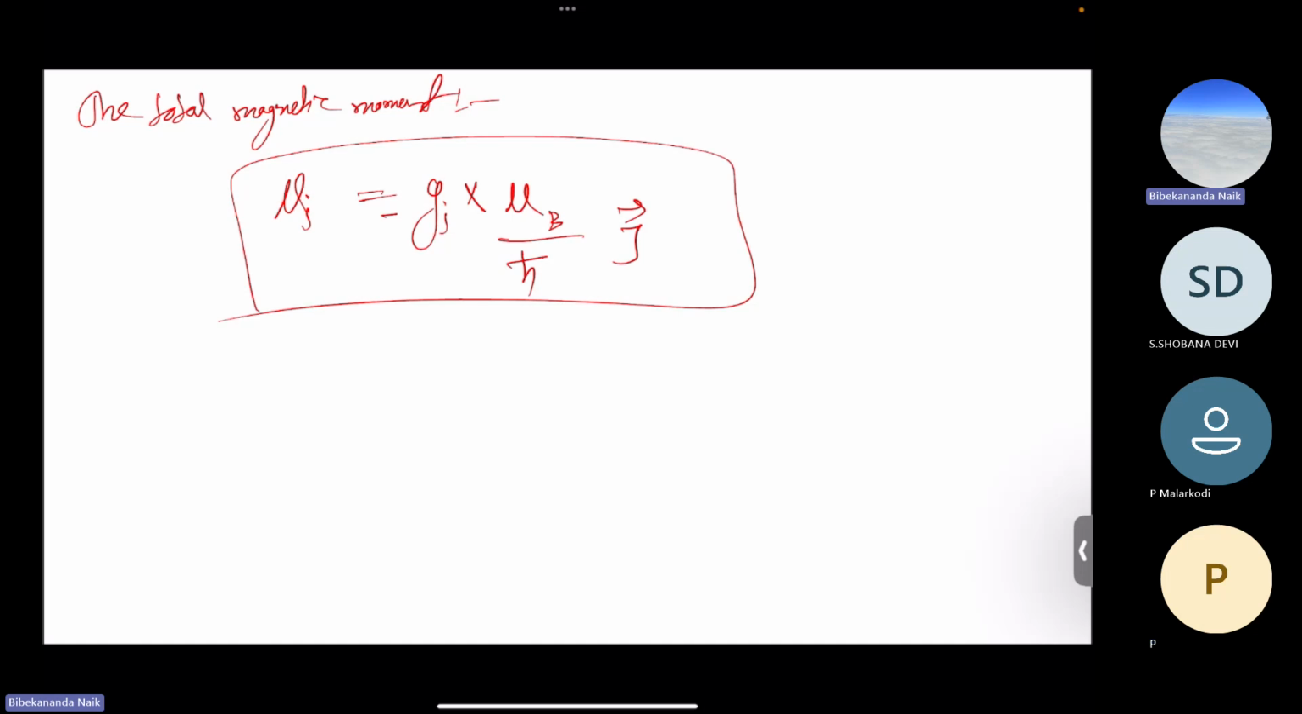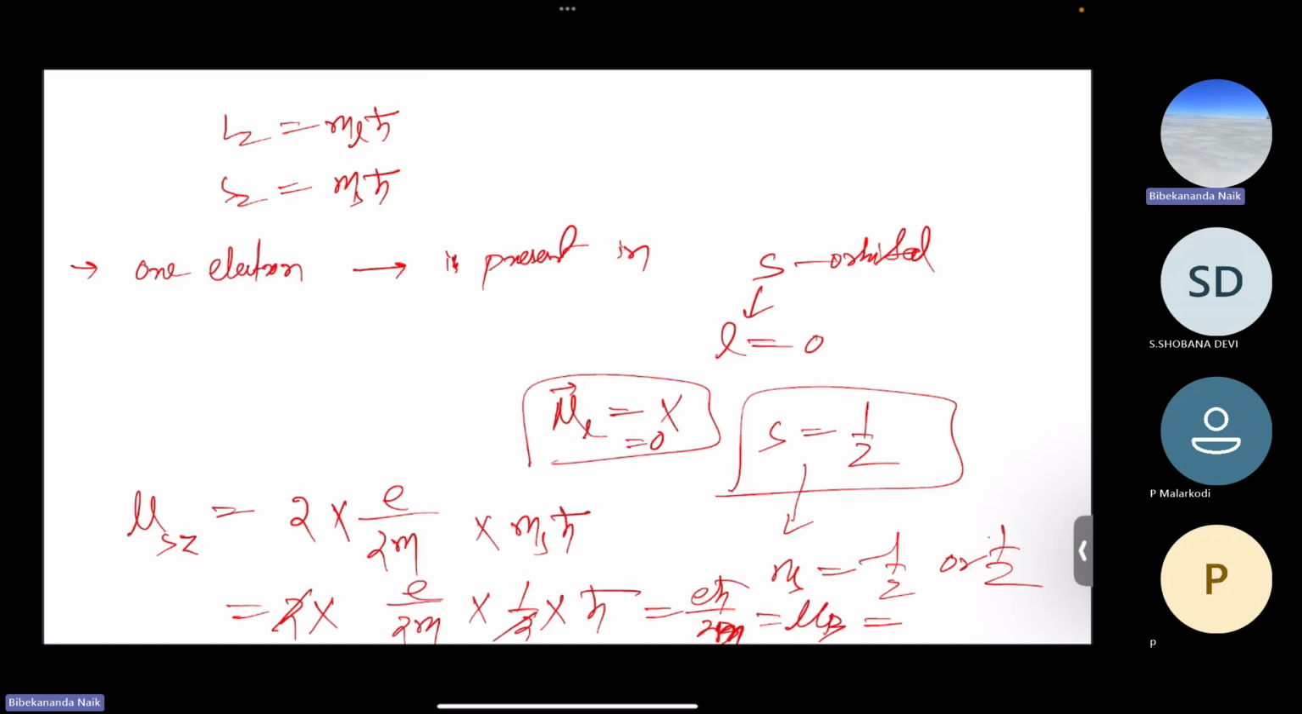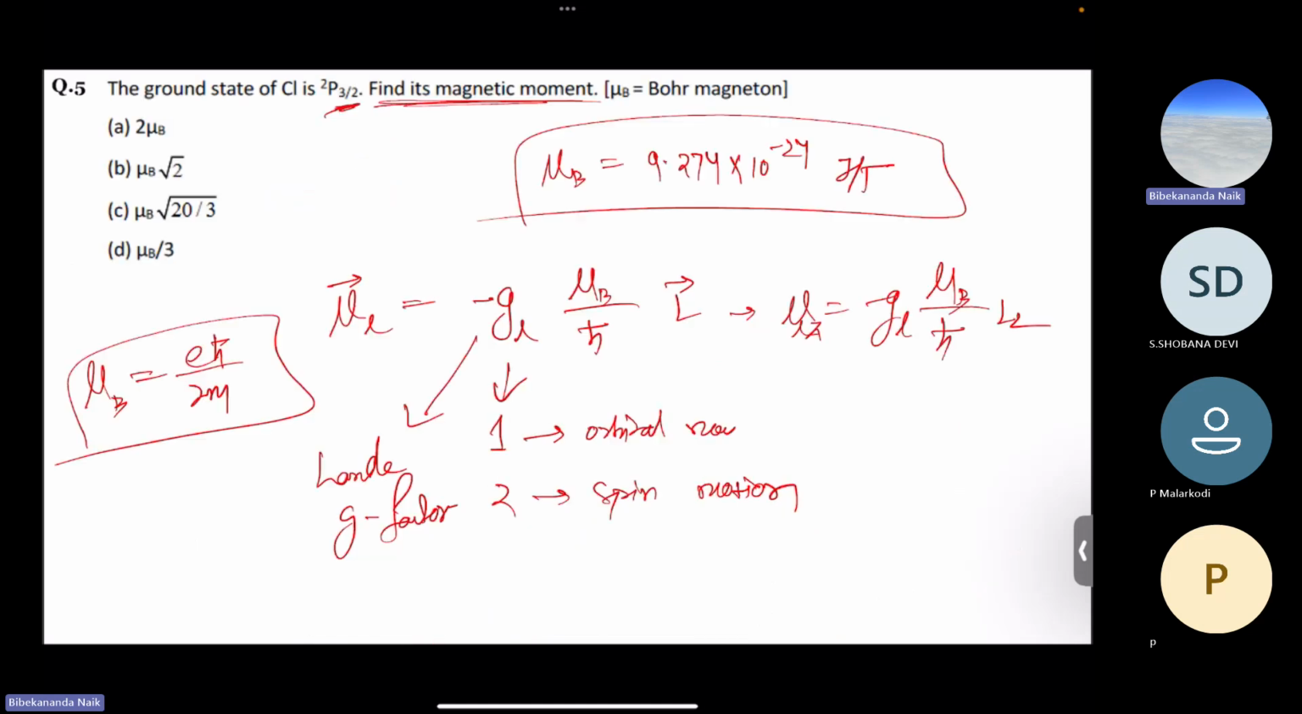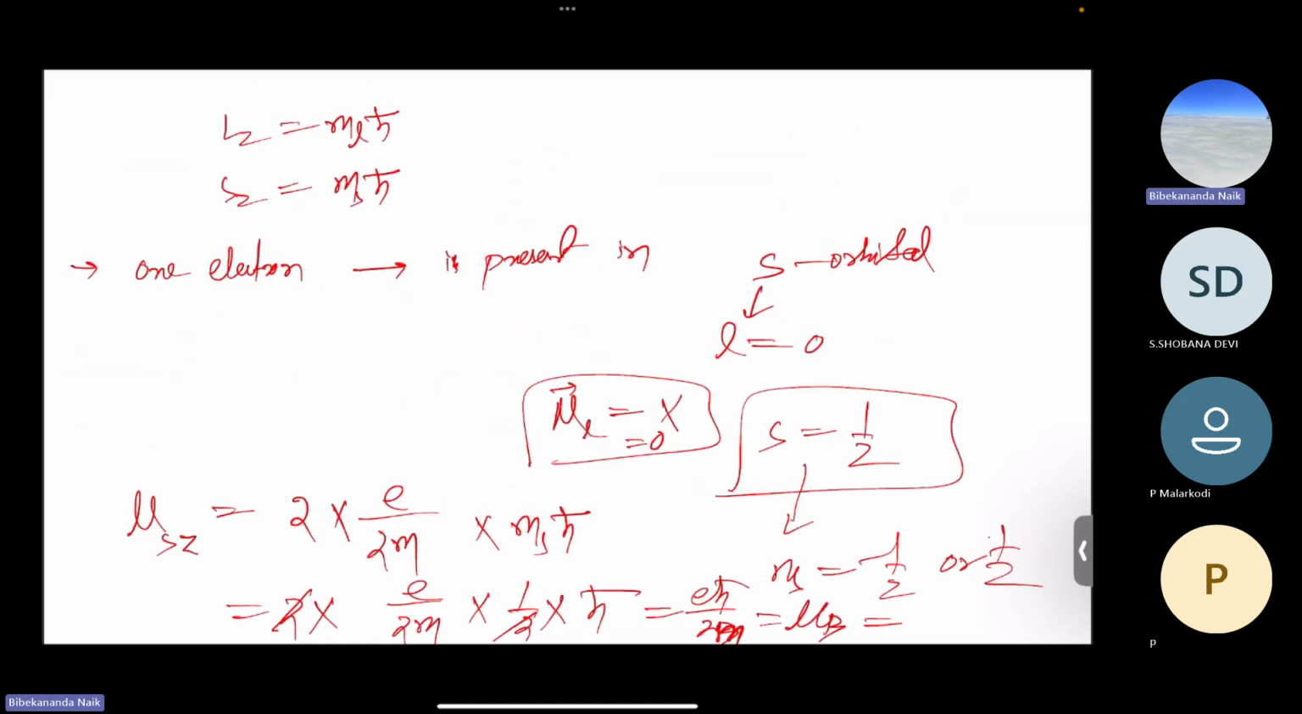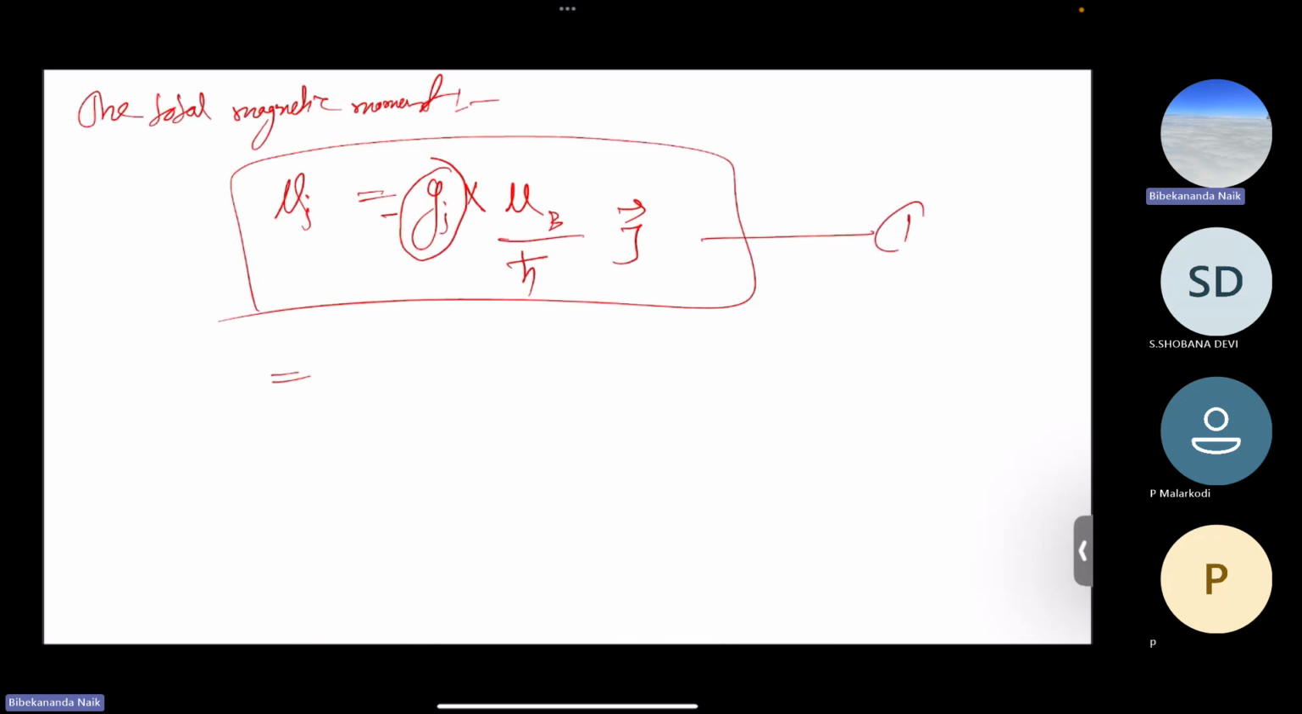Okay, then we don't know the value of g_J, because we had the values g_L is 1 and g_S is 2, but we don't have the value of g_J because that will vary. The Landé g factor will vary for different orbitals or different levels. So we will first calculate g_J and then put the values in that particular equation. Equation 1 we can name it.